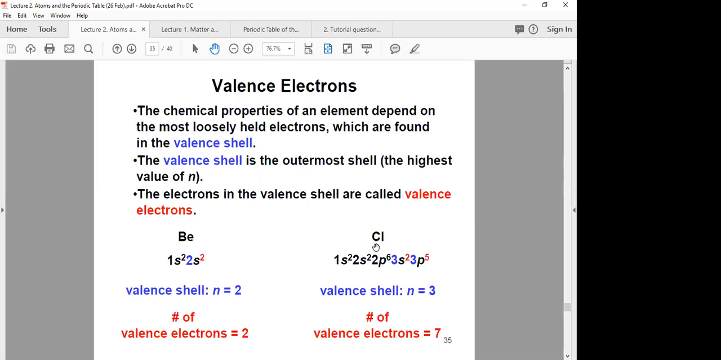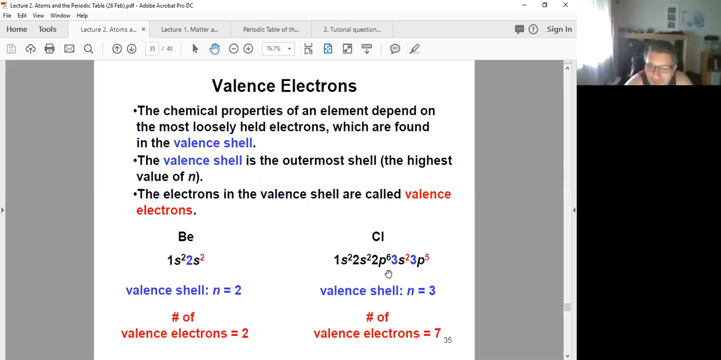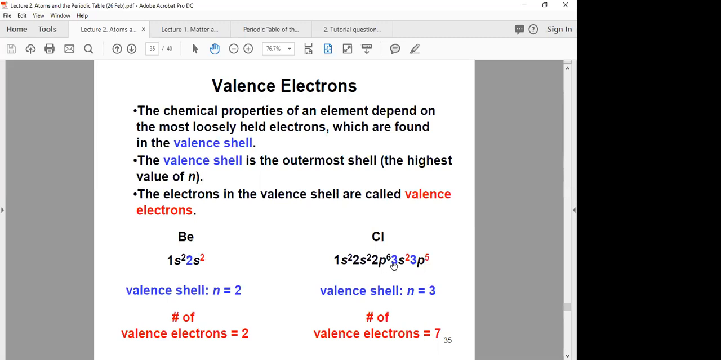Let's look at another example, chlorine. Here's the electronic configuration for chlorine. What is the valence shell of chlorine? 3. Yes, so the outermost shell that contains electrons for chlorine is shell number 3. How many valence electrons does chlorine have? 7. Correct. So shell n equals 3 has 5 and 2 electrons, so a total of 7 valence electrons in the valence shell. Okay, good.